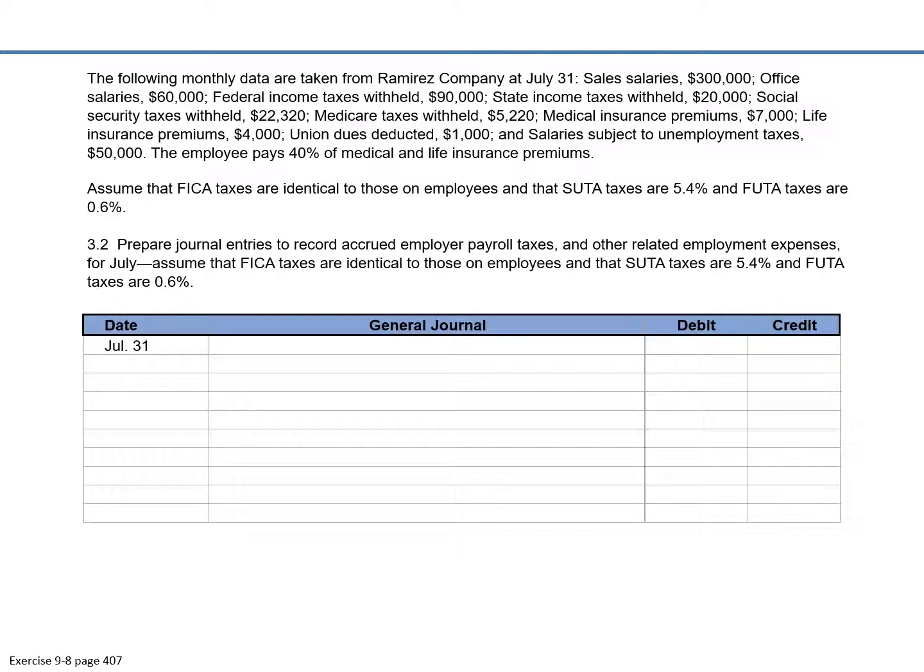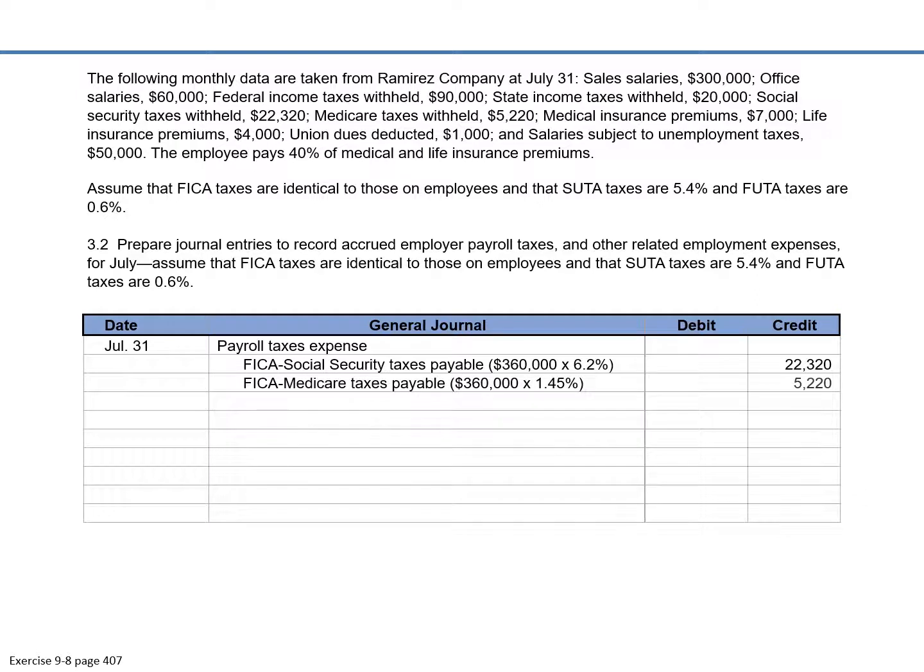So on July 31st, we're going to have payroll tax expense. We'll come back and sum up what those credits are to get our debit amount. But employers also pay Social Security, and they also pay Medicare. So Social Security and Medicare tax payables for the $22,320 and the $5,220, same as what we withheld from the employee. We also pay it on the employer side, right?